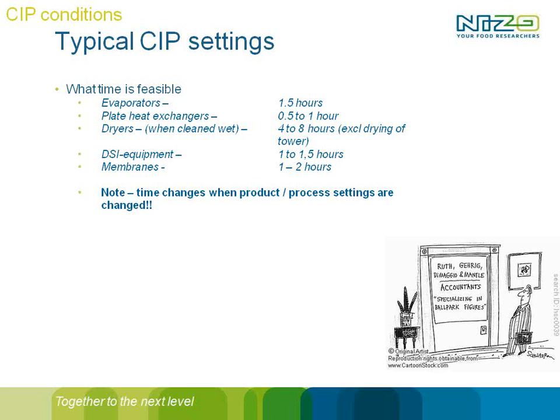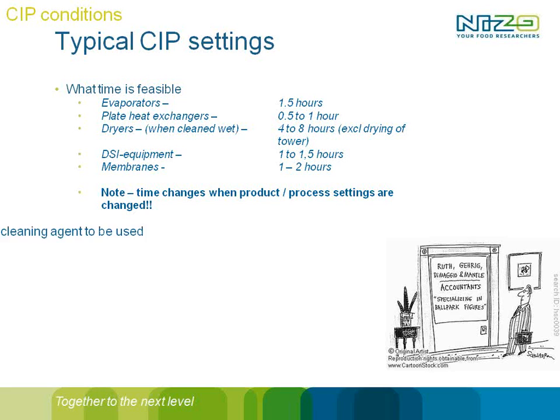Dryers, when they are cleaned wet of course, depends a lot on the configuration of the dryer. Is it only a single stage or do we have a multi-stage dryer? 4 to 8 hours minimum, and it's very important to mention this excludes the drying of the tower. Direct steam injection, DSI equipment, 1 to 1.5 hours. And membranes, again it depends a bit on the configuration. They are a bit more difficult to clean and also less resistant against all types of aggressive chemicals. So it depends a bit on the type of cleaning component you use, but 1 to 2 hours should be feasible.